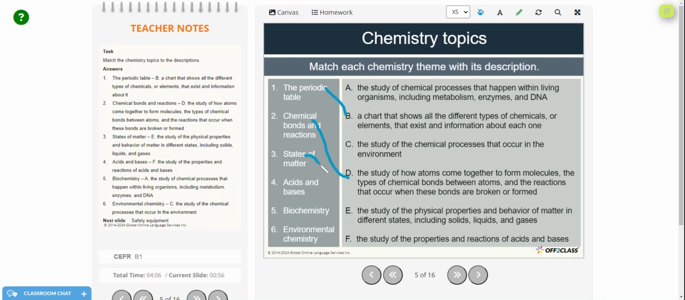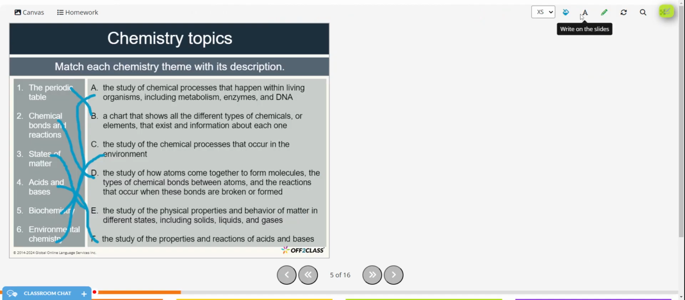States of matter, that is letter E, the study of the physical properties and behavior of matter in different states, including solids, liquids, and gases. Acids and bases, letter F, the study of the properties and reactions of acids and bases. Biochemistry is letter A, the study of chemical processes that happen within living organisms, including metabolism, enzymes, and DNA. And environmental chemistry is letter C, the study of chemical processes that occur in the environment.